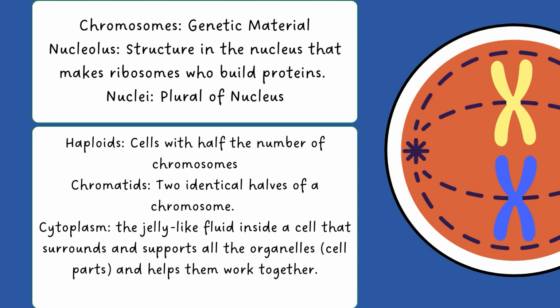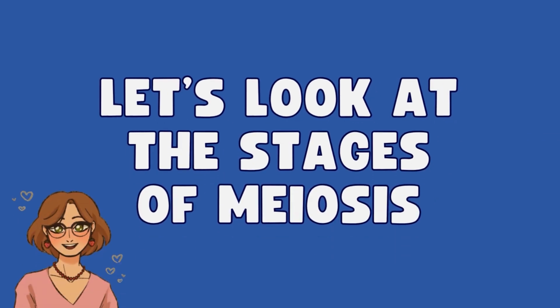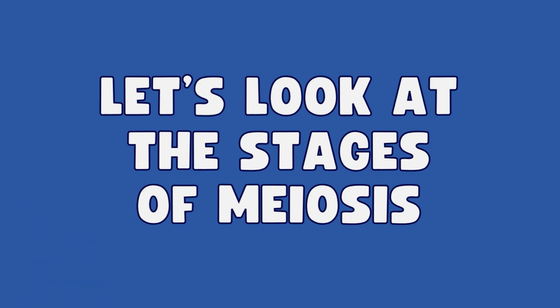And finally, what is the cytoplasm? The cytoplasm is the jelly-like fluid inside a cell that surrounds and supports all the organelles, or cell parts, and helps them work together. Now let's look at the stages of meiosis. There are 8 in total, 3 more than mitosis, because PMAT, prophase, metaphase, anaphase, and telophase, happens twice, and we will see why in just a second.